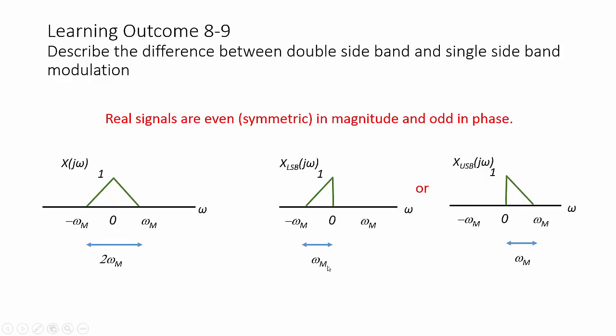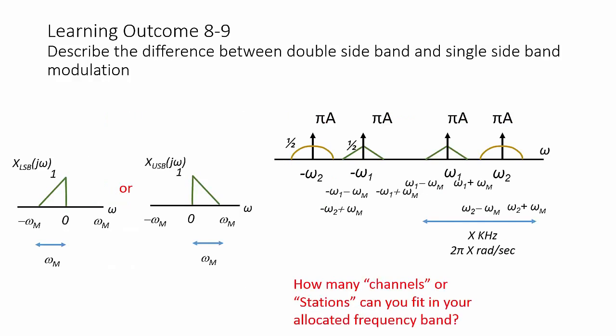And both of these signals only use omega m worth of band space. So now, if we go back to our problem of saying how many signals can we fit into a certain amount of bandwidth, if I were trying to fit one of these in instead, and these only have a width of omega m, now how many can we fit? Well, approximately twice as many.